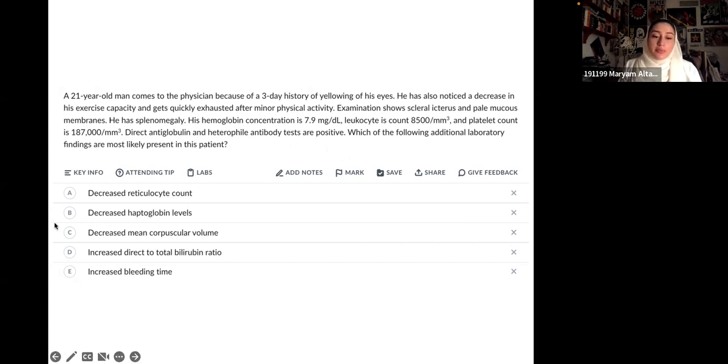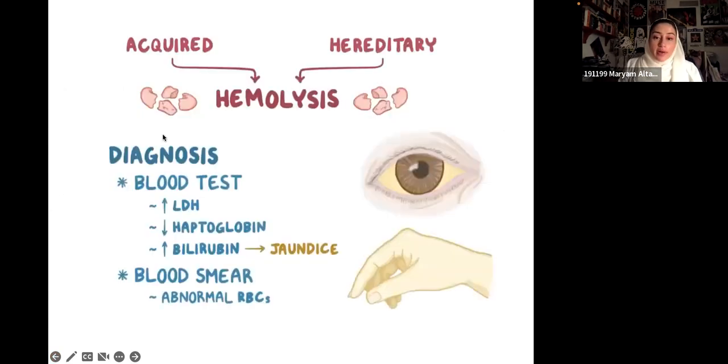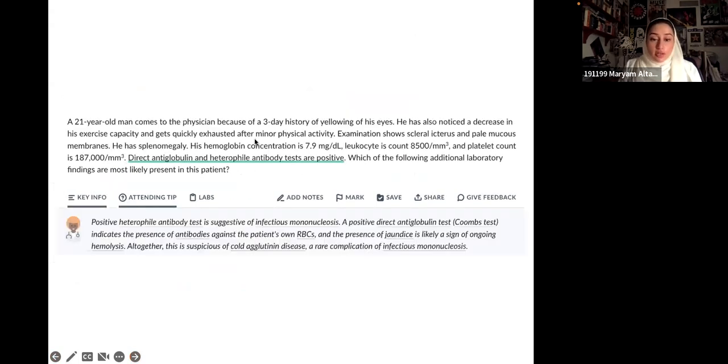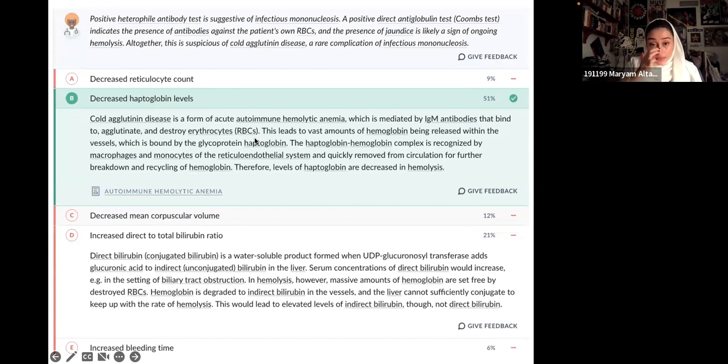So yeah, this is decreased haptoglobin. It's the exact same thing as the previous scenario. So it's a form of acquired hemolytic anemia. But remember, the diagnosis of hemolytic anemia is going to be the same. The difference here is that your direct antiglobulin and heterophile antibody tests are positive. So heterophile antibody is going to be positive in infectious mononucleosis or EBV. And EBV is one of the causes of cold agglutinin disease.